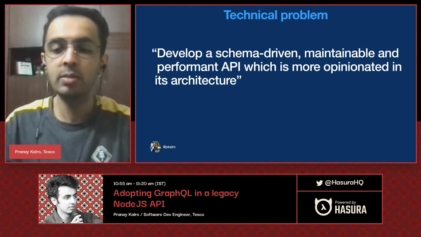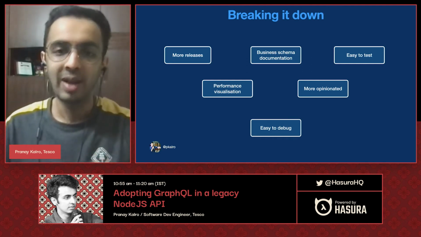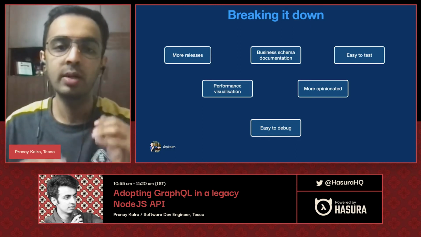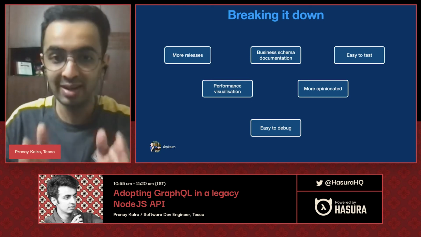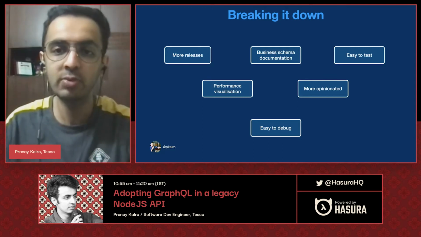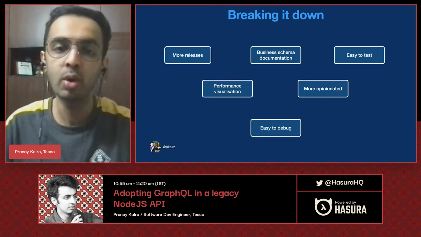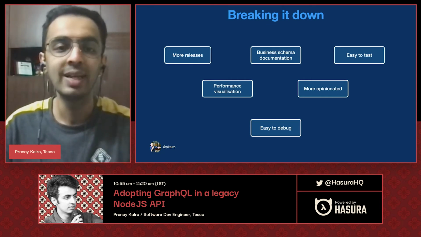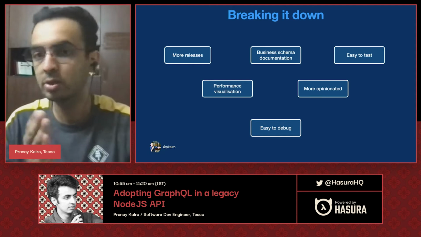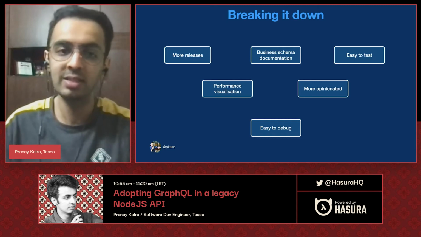So then, having defined the business problem and the technical problem, we broke it down into 7 facets or 6 facets. So I think this is again the same jargon, but it's important because we basically looked at this as a checklist. So what this meant was we wanted to reach each of these goals or blocks that you see here. For example, more releases was important, business schema documentation was important, it had to be easy to test, which I didn't mention previously, but definitely when you're doing a migration, you have to make sure that you don't break the existing system, but also your migrated endpoint is easy to test.